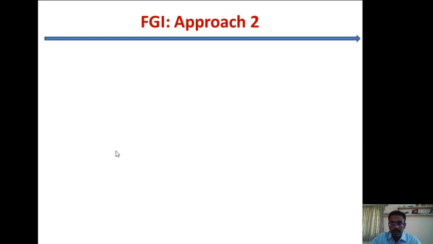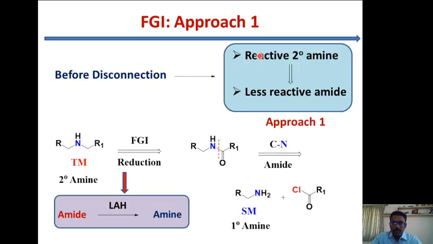Okay. The second approach, the other way, you can also approach with the same methodology. So we have to do this conversion, that means the functional group interconversion. Why are we using it? Because the target molecule is more reactive, so we are first converting the more reactive amine into a less reactive one. Here in the first approach, we convert this secondary amine into an amide, which is less reactive than this target molecule.